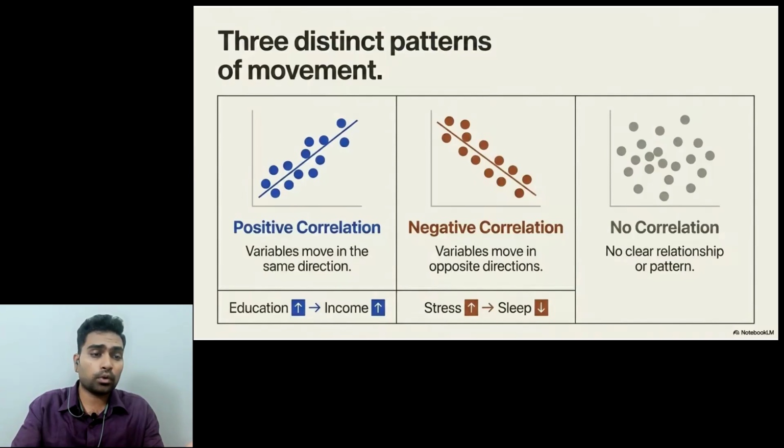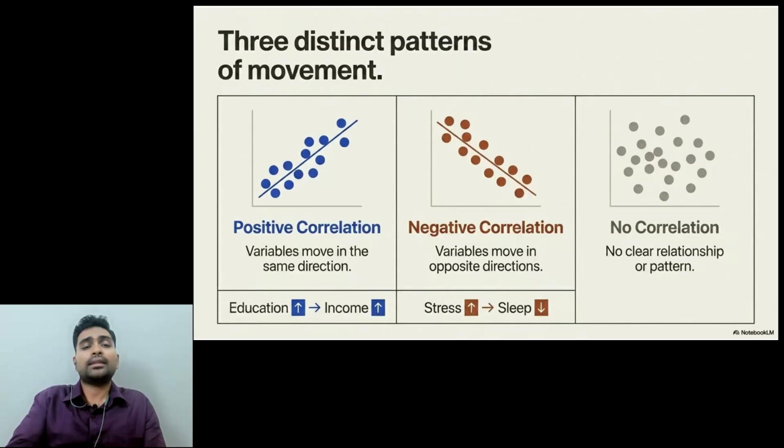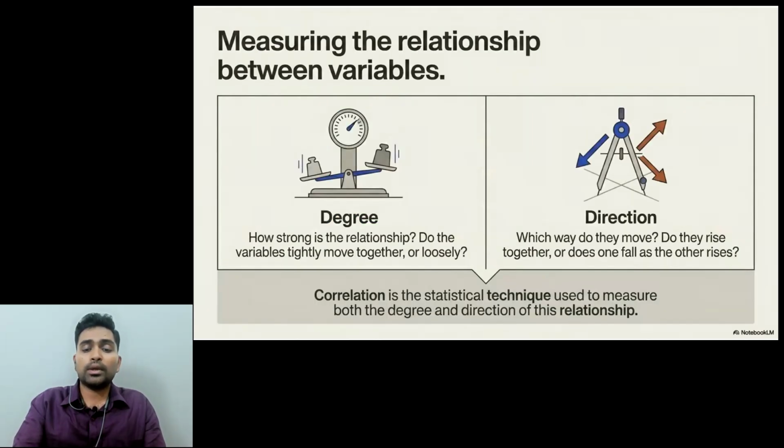See, positive correlation, two variables, education and income, they increase together. Negative correlation, two variables, stress and sleep, one goes up as the other goes down. There can be no correlation. If you take your data and draw a graph, you will get this pattern very easily. Now, in this day and age, you don't have to do it on your own. The computer will do it for you. So I hope you understand.